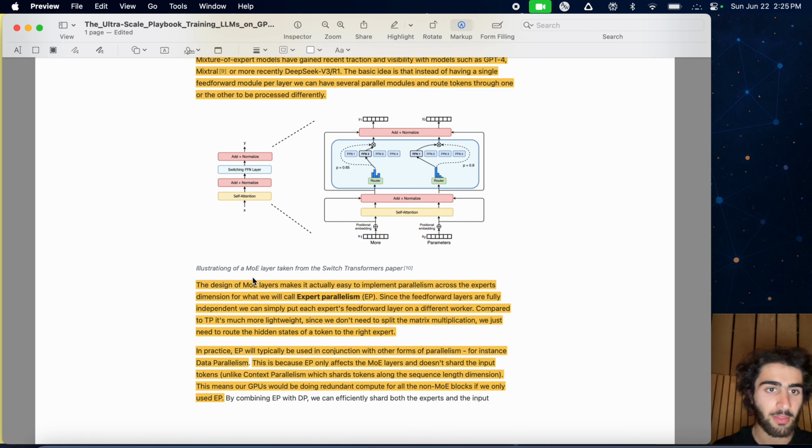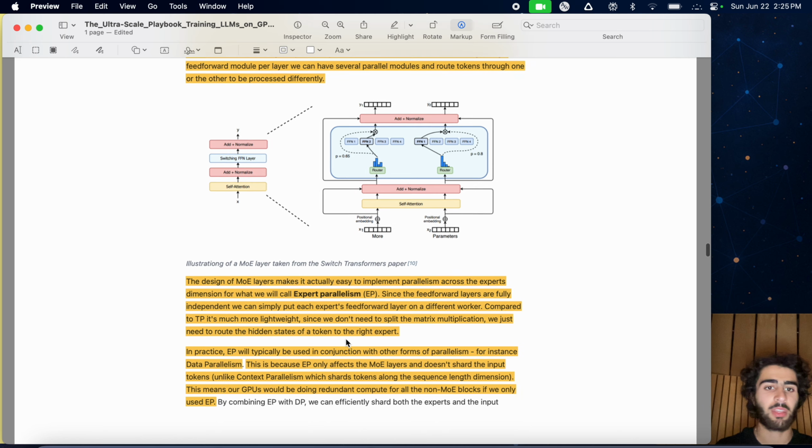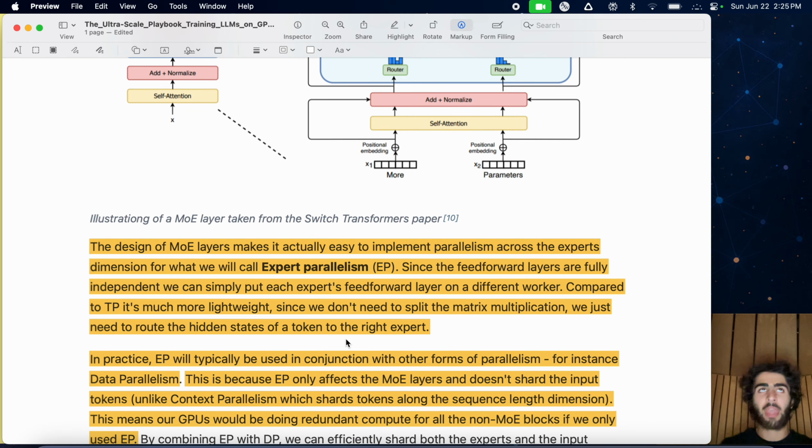network 1. The design of Mixture of Expert layers makes it quite easy to implement parallelism across experts, and it's just called expert parallelism. Since the feed-forward layers are fully independent, we simply put each expert's feed-forward layer on a different device, and compared to parallelism techniques such as tensor parallelism, it's much more lightweight. Since we don't need to split the matrix multiplication, we just need to route the hidden states of a token to the right expert. An example would be having 16 experts in a Mixture of Experts setting where each GPU has 4 experts if we have 4 GPUs.